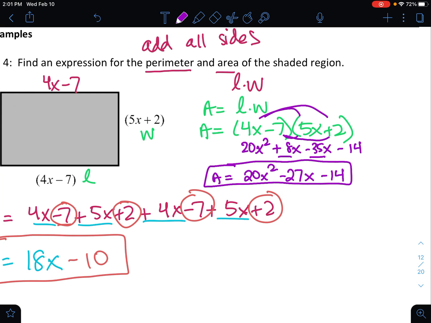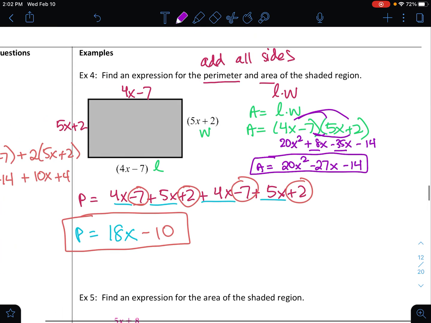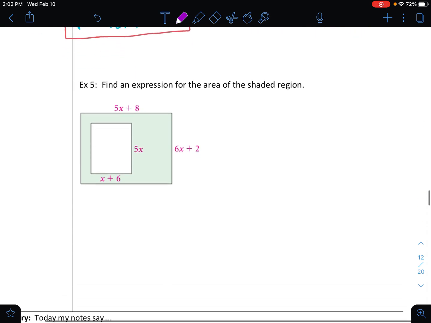And that's it. So again, I don't know what the x's are, so I'm not going to be able to actually get the answer for area as a concrete number. So I'm going to leave them in terms of these expressions. Okay, so area is length times width. Perimeter, we're going to add up our sides. Okay, we've got one more here to look at.